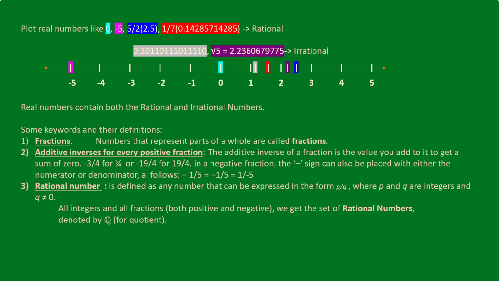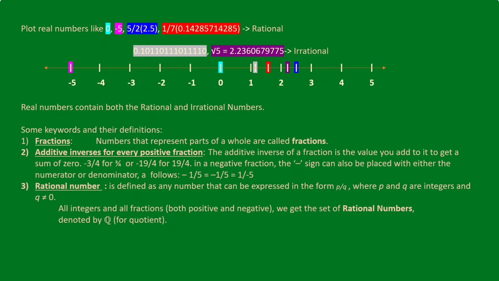If you look into this slide, how do we plot real numbers like 0, minus 5, 5 by 2 which is 2.5, 1 by 7? These set of numbers are called the rational numbers. We will look into what rational numbers are. They are nothing but the numbers which can be represented in the form P by Q, in the form of a fraction. Those numbers which cannot be represented in the form of a fraction are called the irrational numbers. Actually, the number line has got place for the rational numbers and the irrational numbers also.